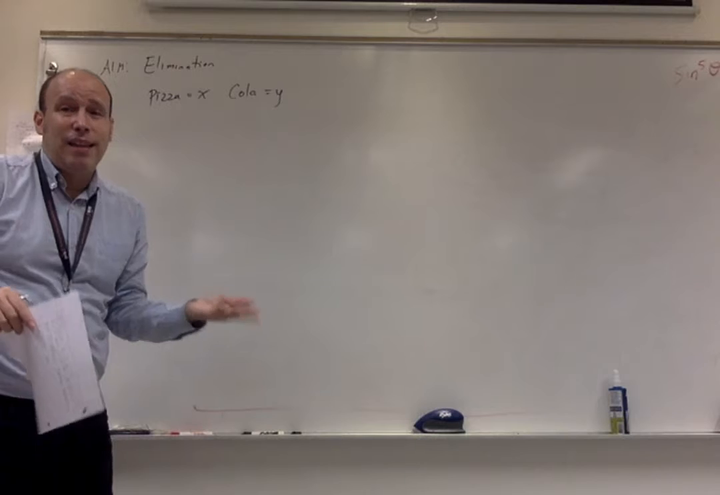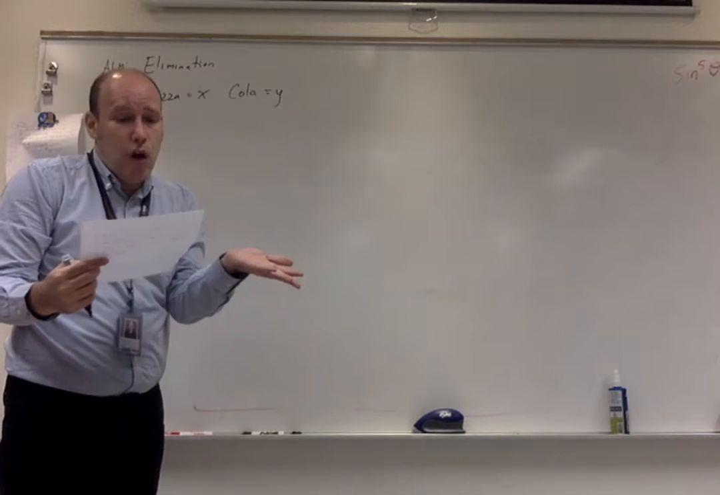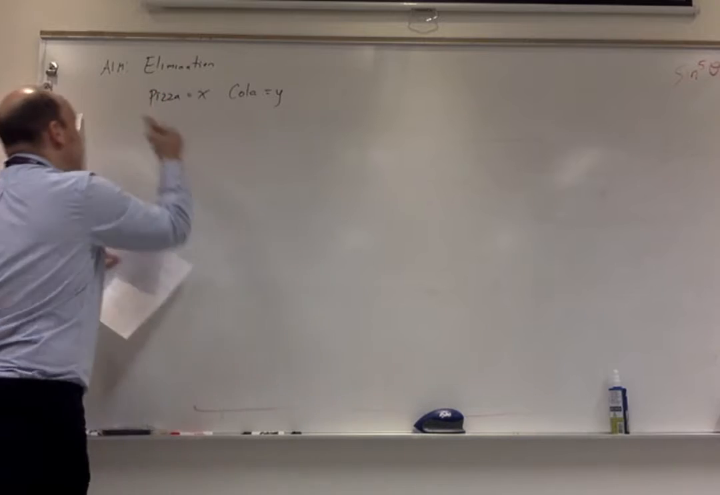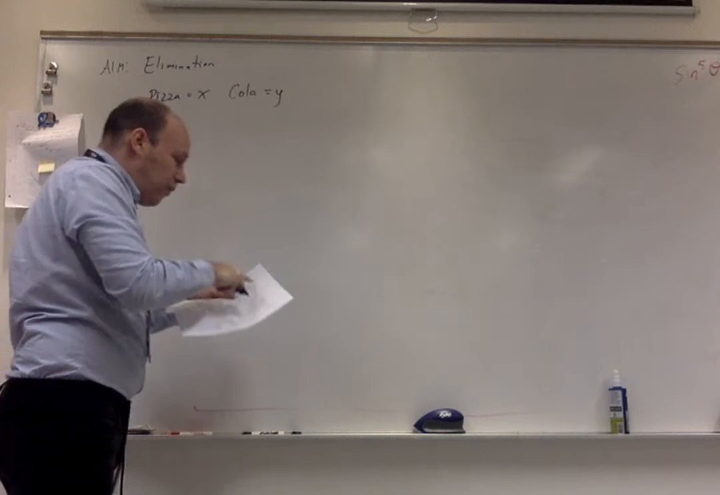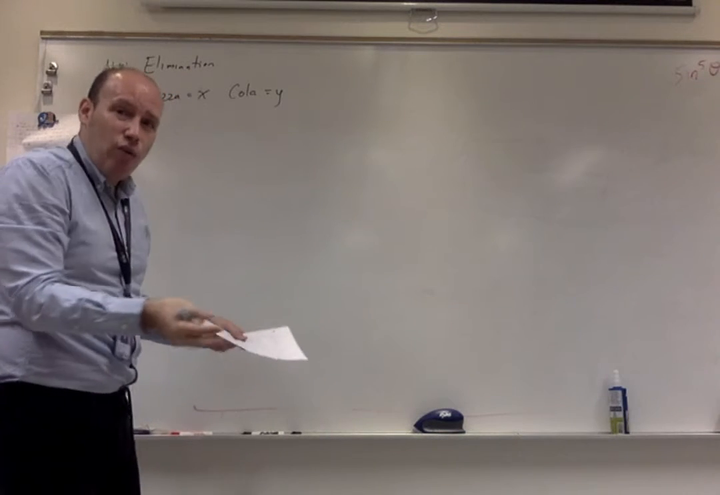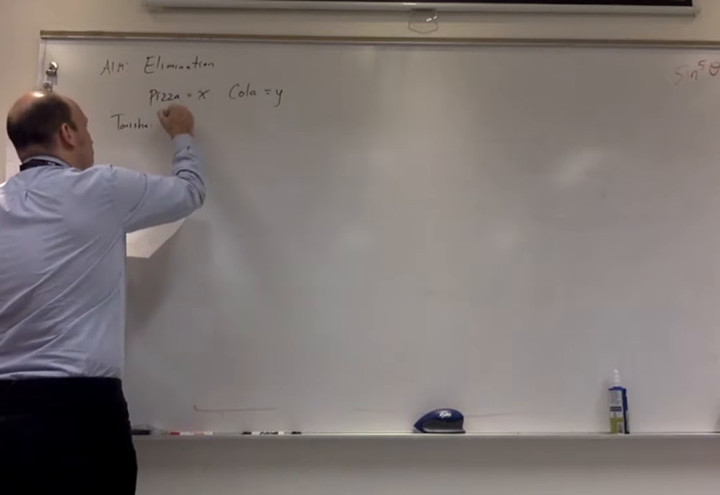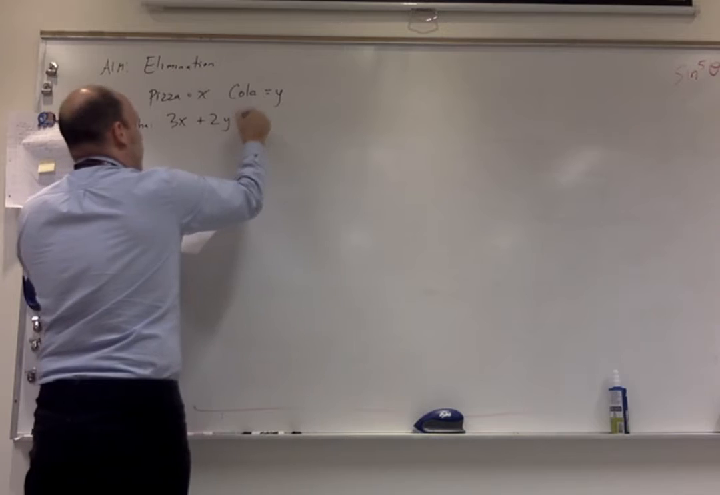Now, in the last problem, if there's two unknowns, we need two equations. So you look at that and you go, okay, Tanisha had three pieces of pizza and two colas, and we see that it costs $6. So we can write the equation, 3x plus 2y equals 6.